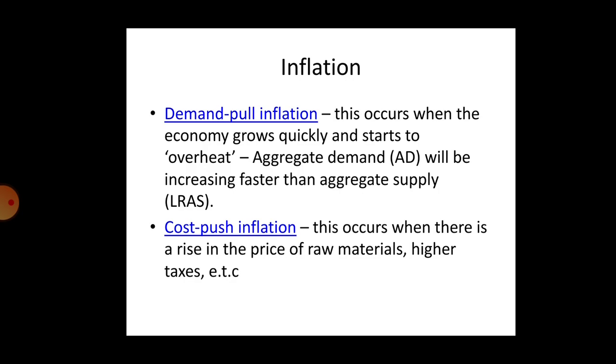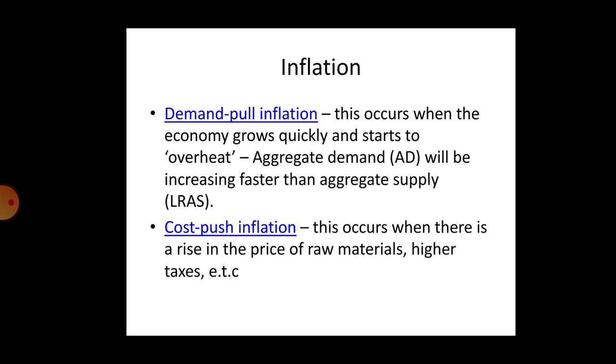So there are two types of inflation that we can understand. Demand pull inflation occurs when the economy grows quickly and starts to overheat. So what would be the result? The aggregate demand will be increasing faster than aggregate supply.